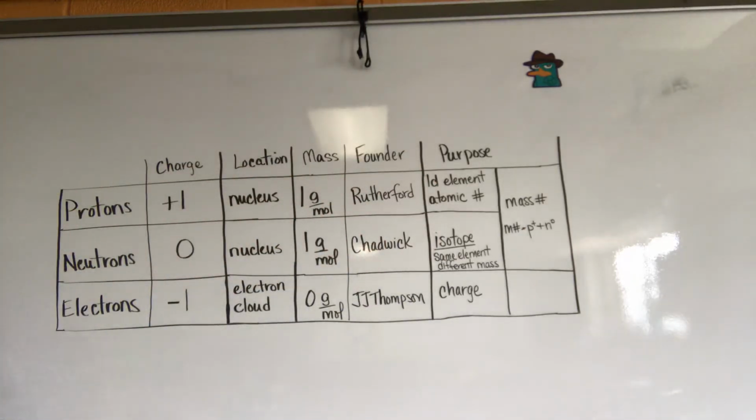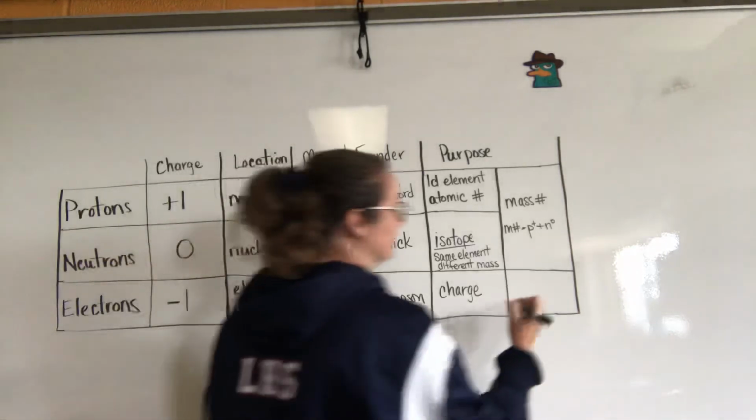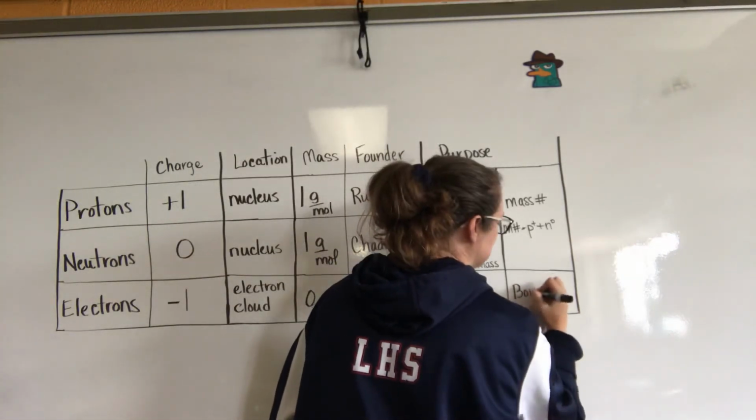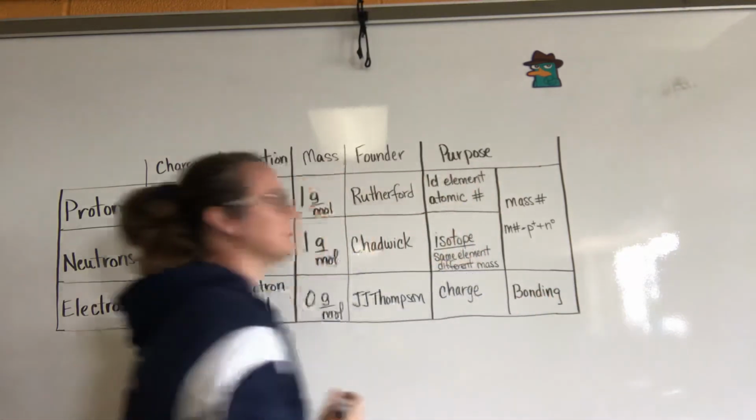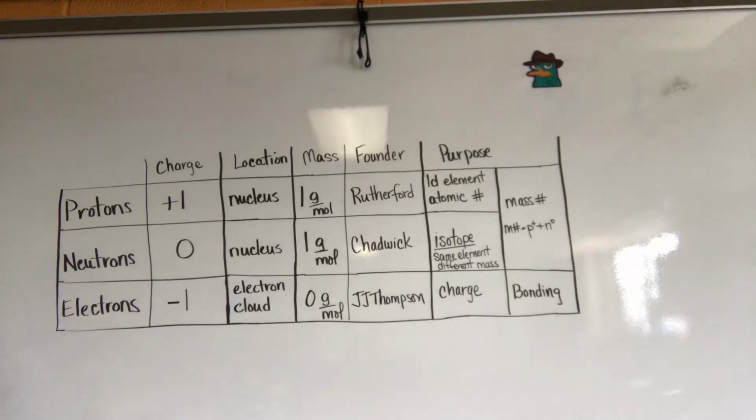The electron has one last purpose. With that charge, it's going to be what controls the reactions that we're going to see, and it does a lot of our bonding. And that is our information for protons, neutrons, and electrons.